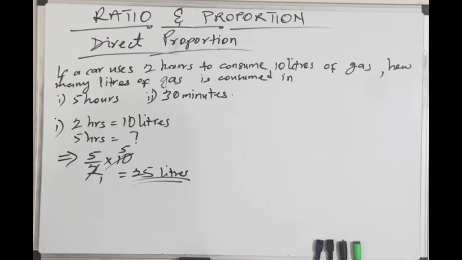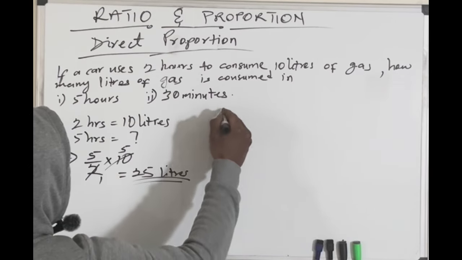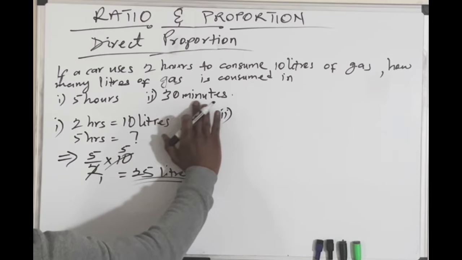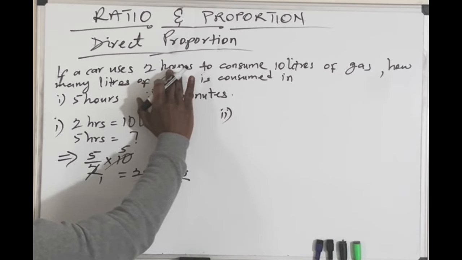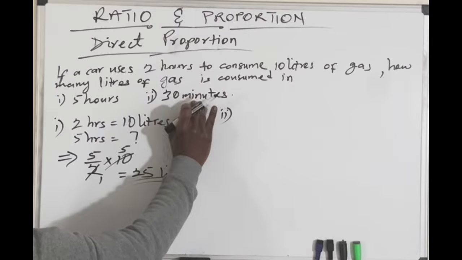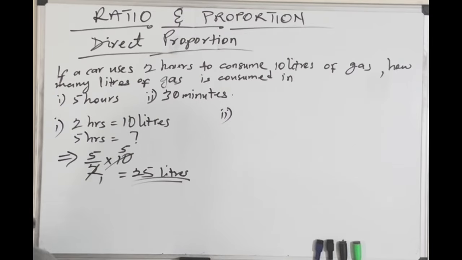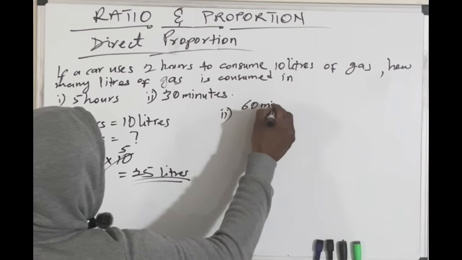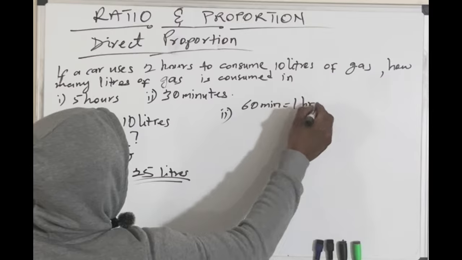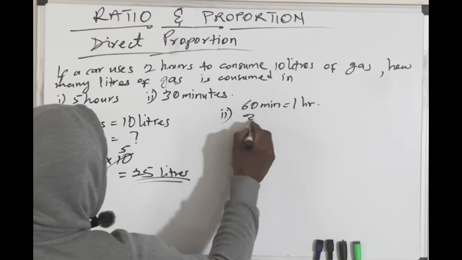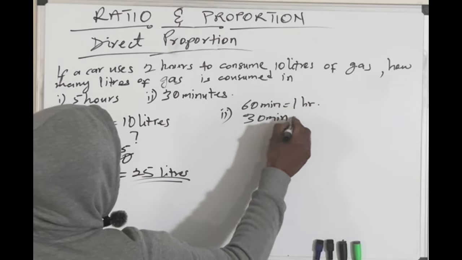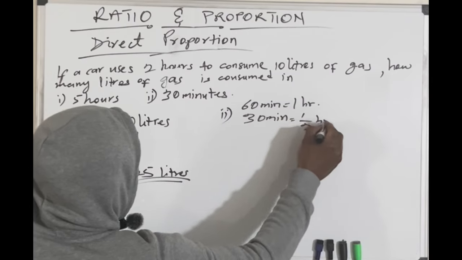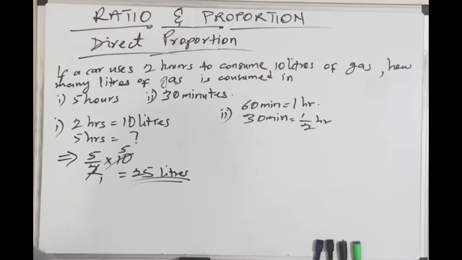Okay. Let's work the second one. The same process, but this time around we have minutes, then we have hours. So we have to change the minutes to what? Hours. And then we know that 60 minutes is equal to 1 hour. But then there's 30 minutes. And so it will be what? Half an hour, right? So half hour.